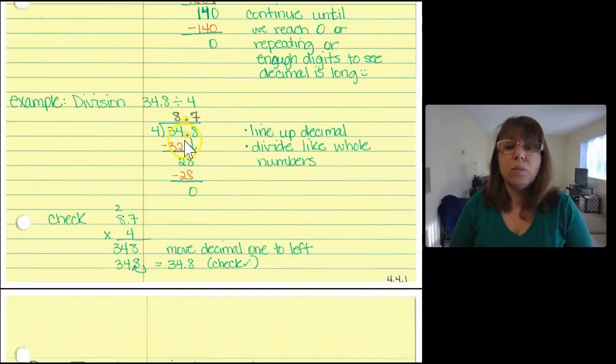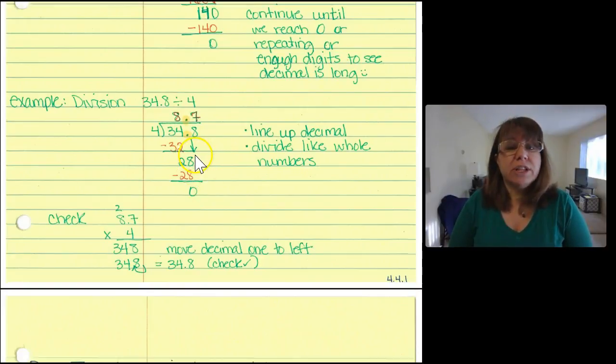We bring down the 8. We don't need to bring down the decimal because the decimal is not going to be in our working space. It's just going to be in our answer. So we bring down our next digit. 4 goes into 28 7 times. 7 times 4 is 28. 28 minus 28 is 0. We can stop. So our answer is 8.7. So line up the decimal, divide like whole numbers. And if I had to add a couple zeros at the end until it was either repeating or it stops, terminates, then that's what we do.